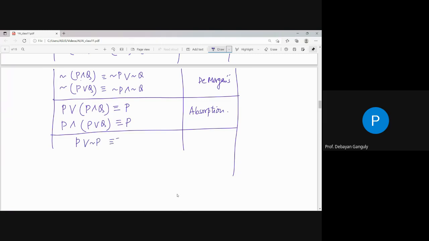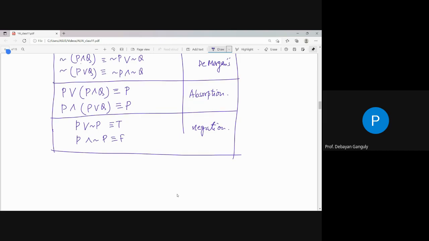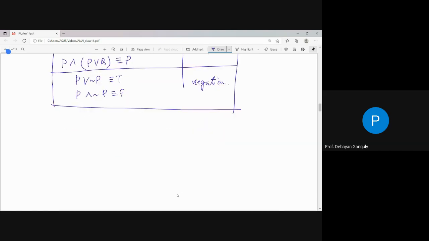That means P and not P will always give you false, and this is called negation.